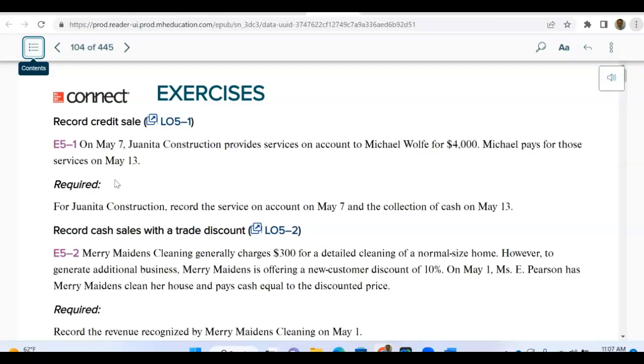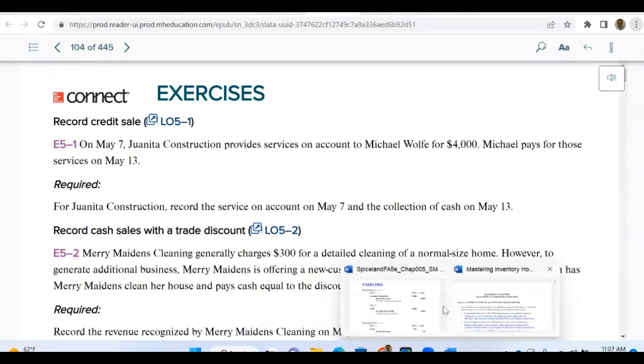Okay, so let's say number 5. On May 7th, the company provides services on account to Michael's Wolf for $4,000. Michael pays for those services on May 13th. For the corporation, record the service on account May 7th, and the collection on May 13th. So that's an easy journal entry, and I can show you the answers anyway. So here we go.